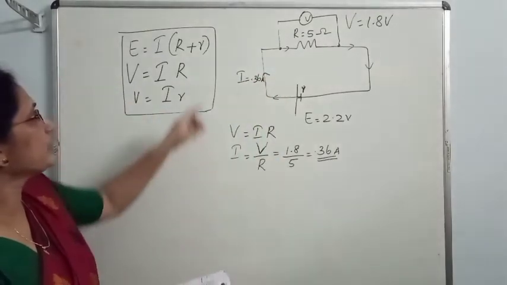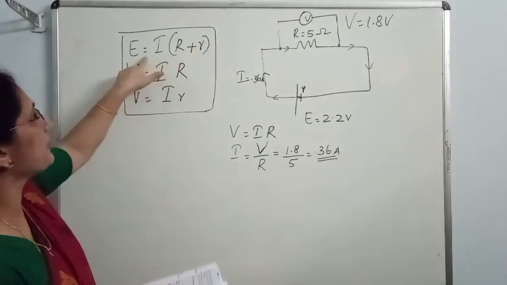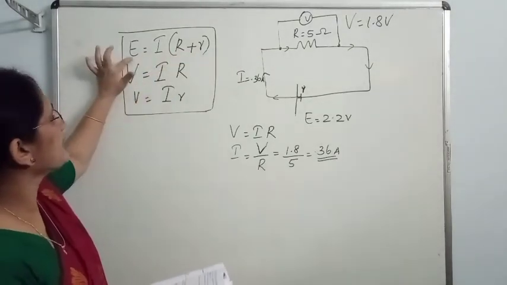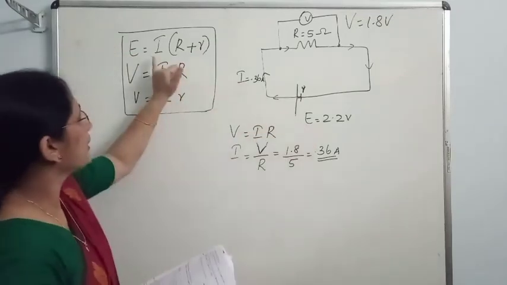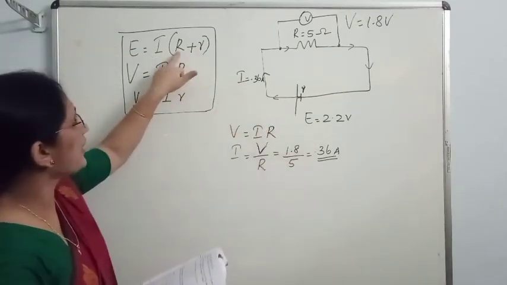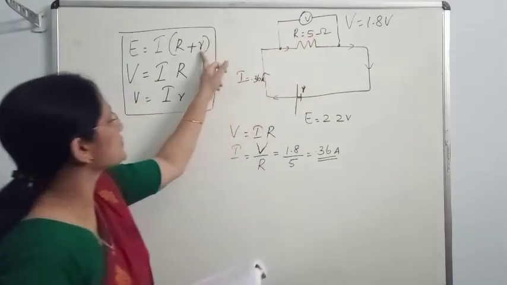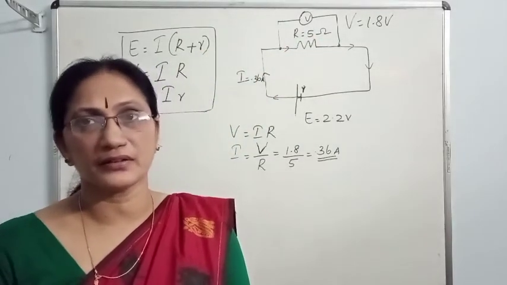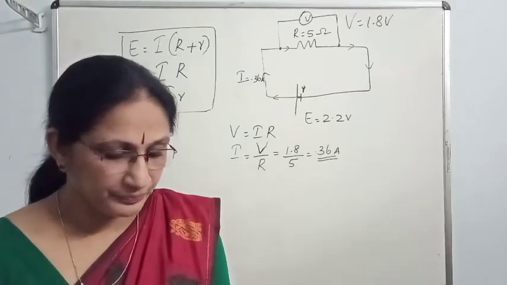Now how to find out small letter r? You can use this formula: E is equal to I into R plus r. E is available, 2.2. I you got here, and capital letter R is 5 ohm, small letter r is unknown. You can apply the formula and get the value of small letter r.